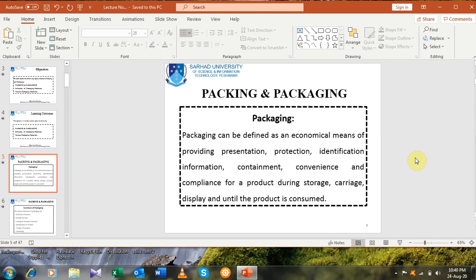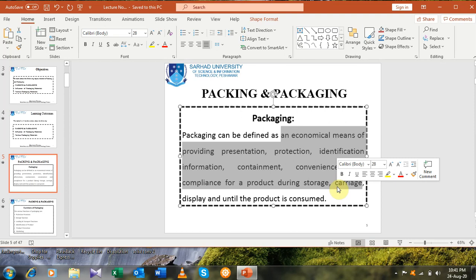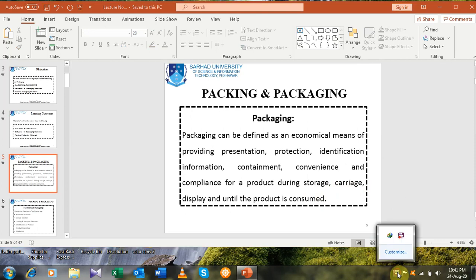And if we display in the pharmaceutical industry, or during the transportation, or in the pharmacy, that is the medical store, we can easily display it until the product is consumed. The packaging is conveniently defined as an economical means of providing presentation, I told you about the presentable manner, protection, identification information, containment, convenience, and compliance for a product during storage, during carriage, transportation, display, and until the product is consumed or dispatched. This is the definition of packaging, what is meant by packaging.